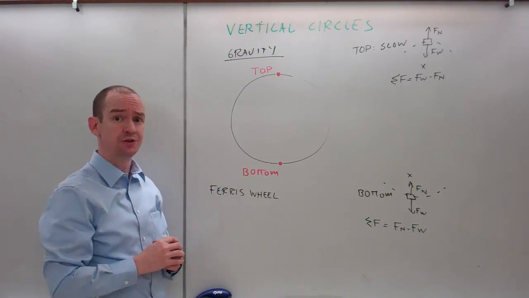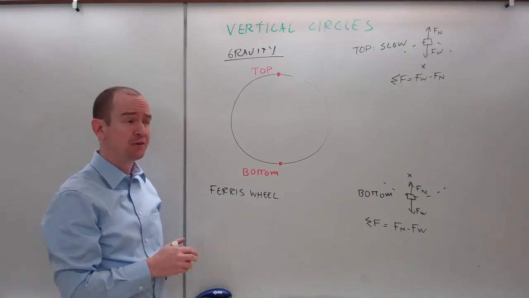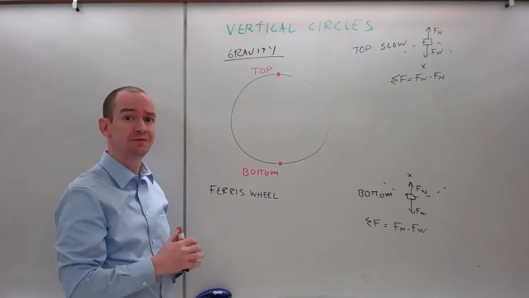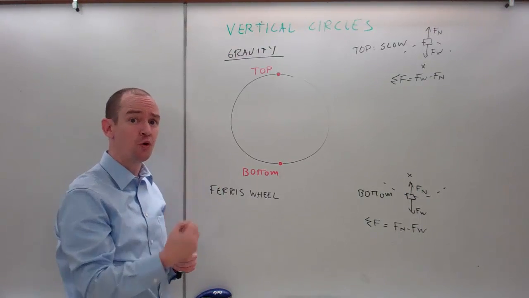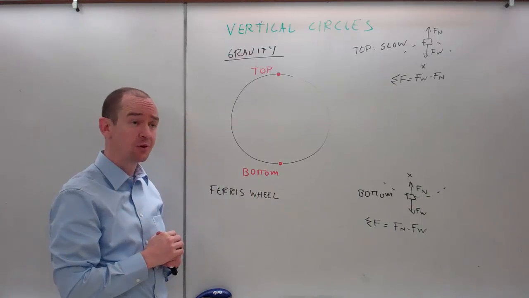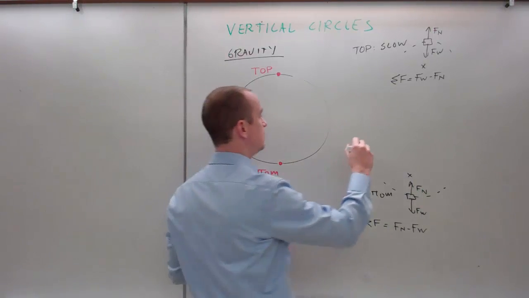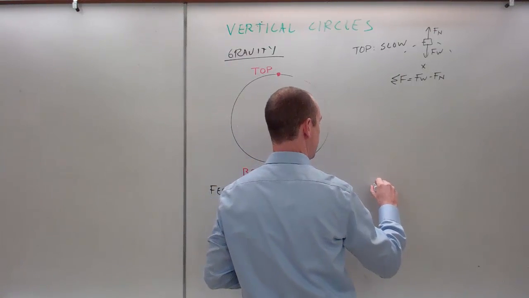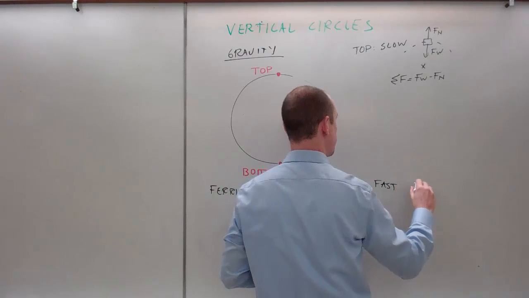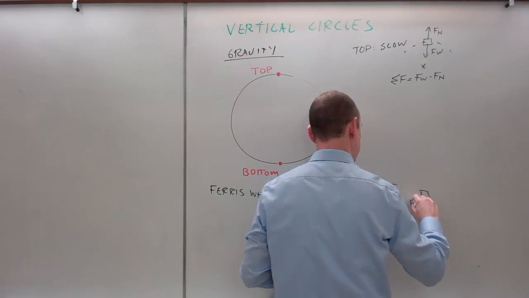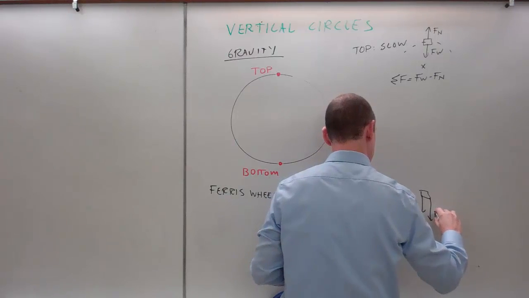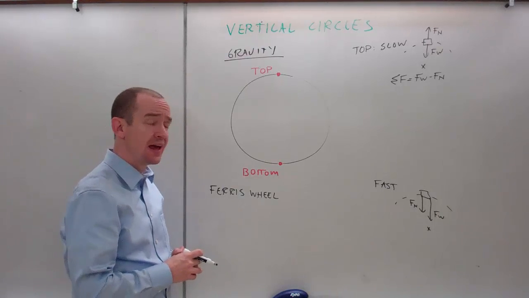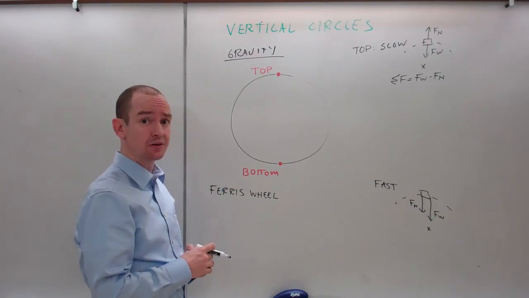Well, what would be holding you in your seat? Either the seat belt or the bar above you. Clearly, your speed is so great that the force of weight is not enough to keep you in your circle. In fact, you need more force so that you can maintain your circular motion. In that case, Fn and Fw would be pointing towards the center.